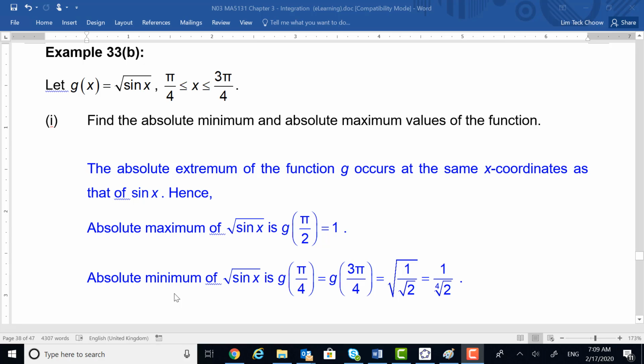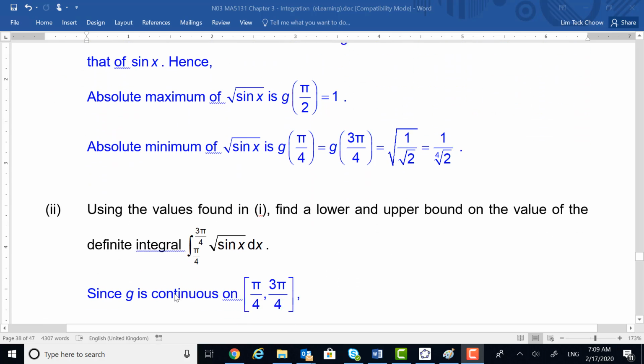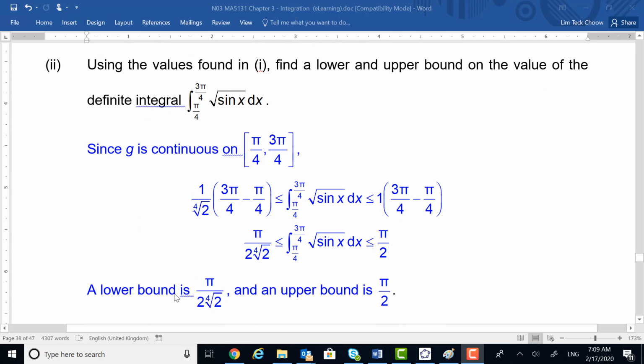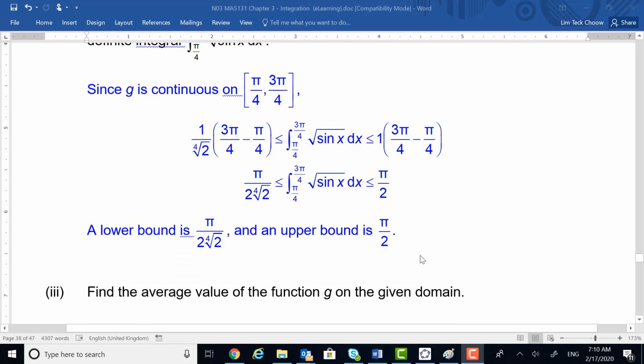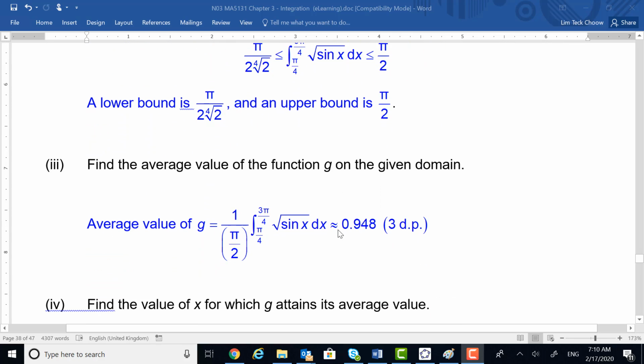So with the absolute maximum and minimum, we can now find the bounds. The lower bound is found by taking the absolute minimum times the interval, and the upper bound is the absolute maximum times the interval. Now we get the bounds, the lower bound and then the upper bound. Then to find the average value, we have to integrate over the interval and divide by the interval. The interval in this case is pi over 2. If you take the upper minus the lower limit, you get pi over 2.